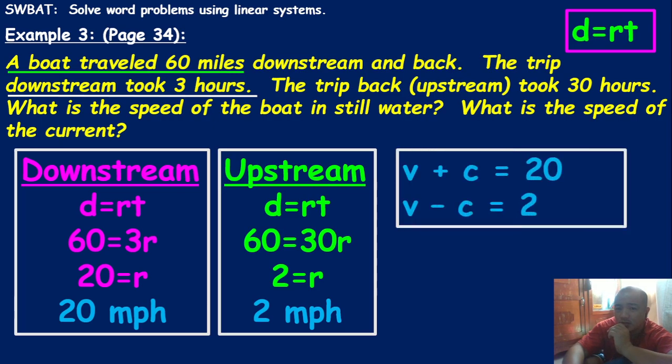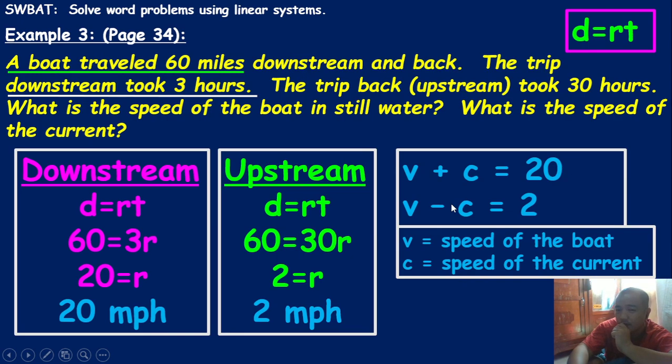So the question is, so our equation here is for equation 1, velocity plus current equals 20. Kasi downstream tayo. Tapos pag upstream, velocity minus current equals 2. Right? Ito yung downstream plus. Yung upstream minus. Speed of the boat yung V, speed of the current yung C naman. Right?